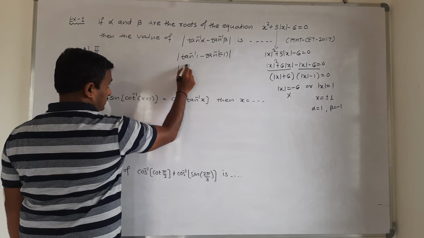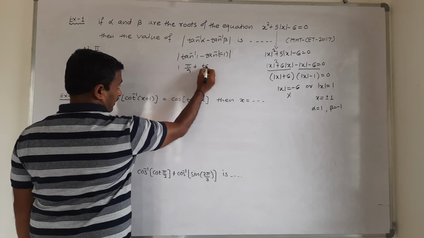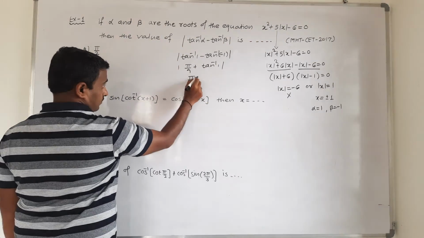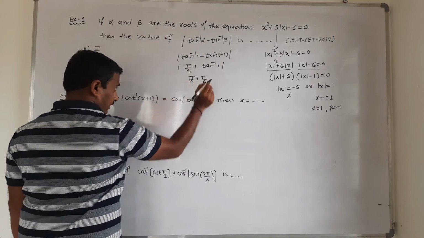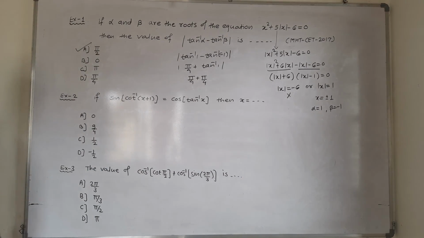That is tan inverse 1, which is pi by 4, minus, minus plus, again tan inverse 1. Tan inverse 1 is again pi by 4. So pi by 4 plus pi by 4, 45 plus 45, that is 90, pi by 2. Option A.